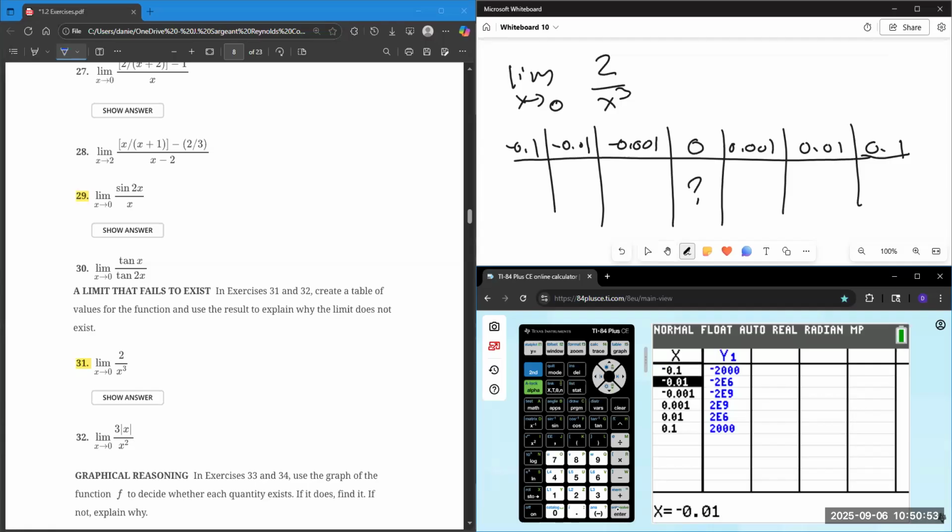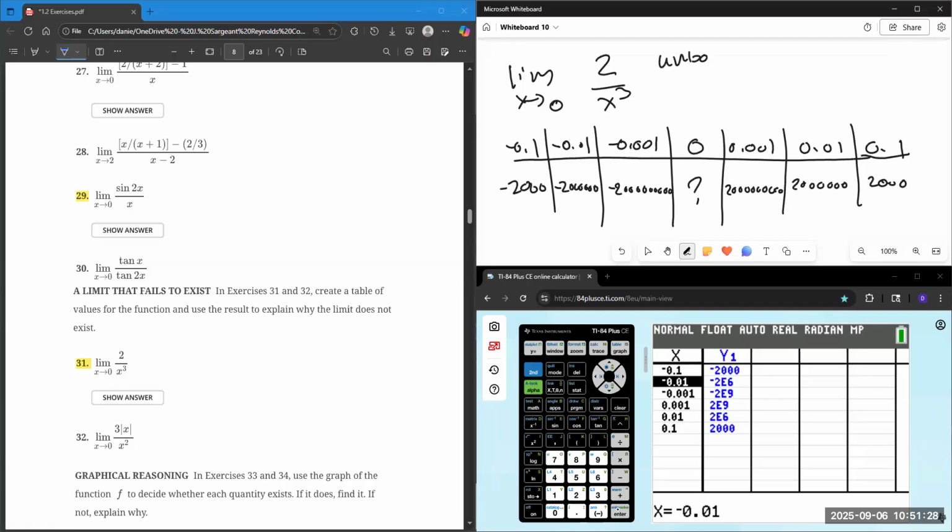So this is negative 2,000, then a large negative value, and on the other side a large positive value, with 2,000 at the end. So we've got 2 different problems here.